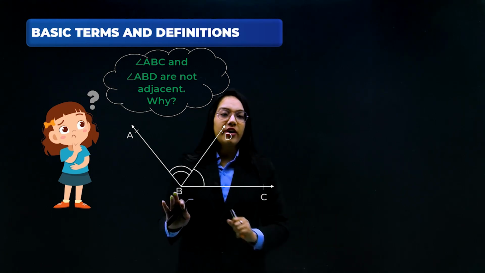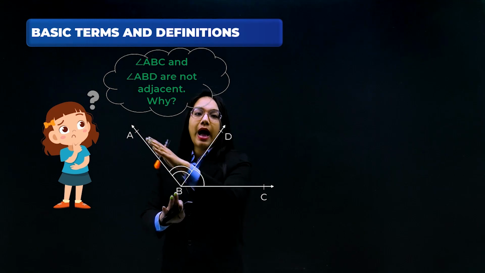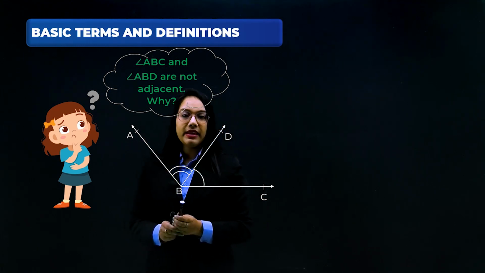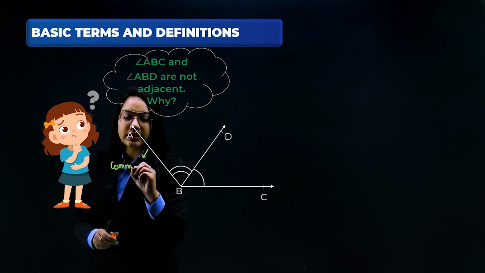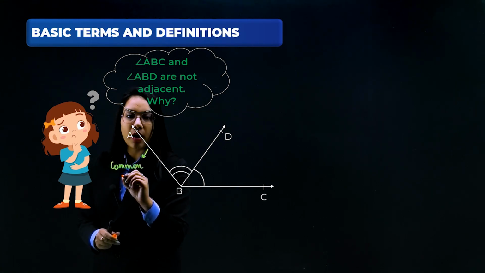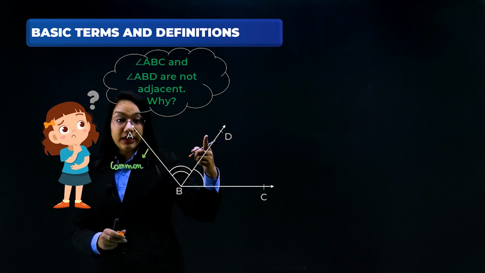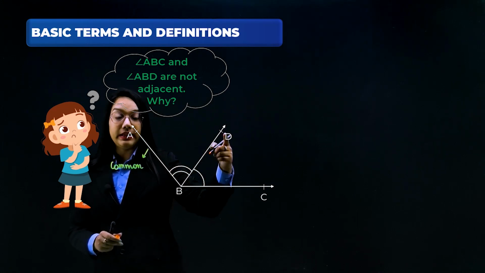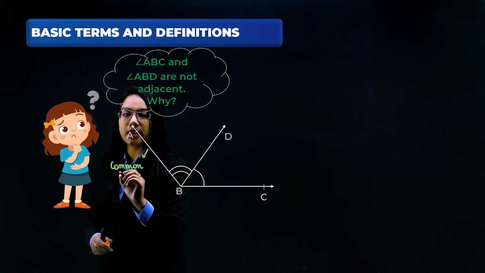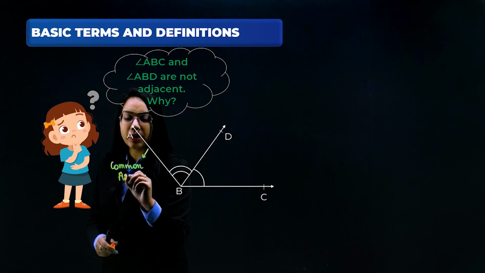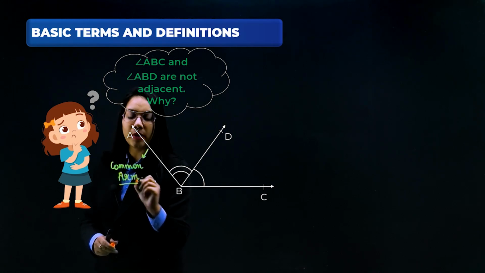You can see over here that for ABD and ABC, AB is actually existing as a common arm. This is existing as a common arm, for A, B, D and for A, B, C. AB is nothing but a common arm.